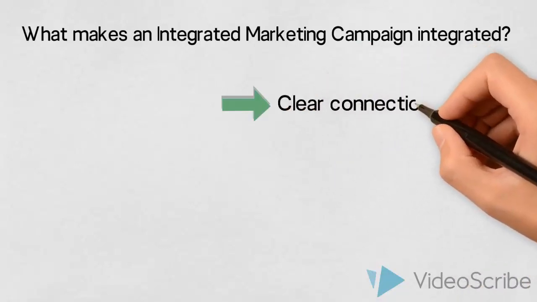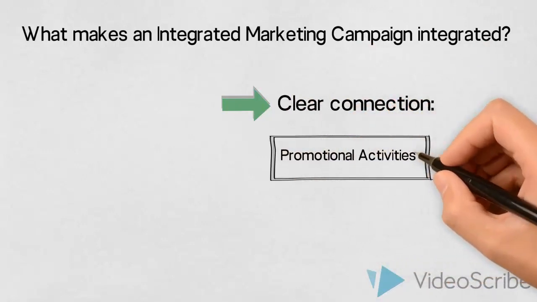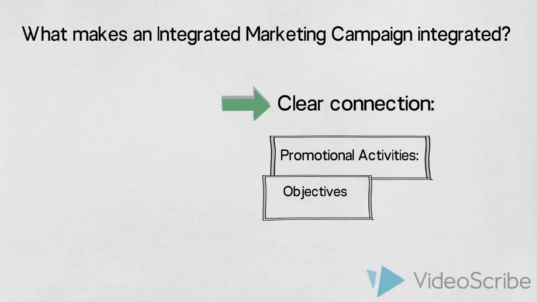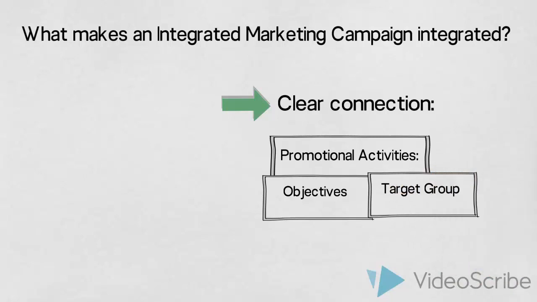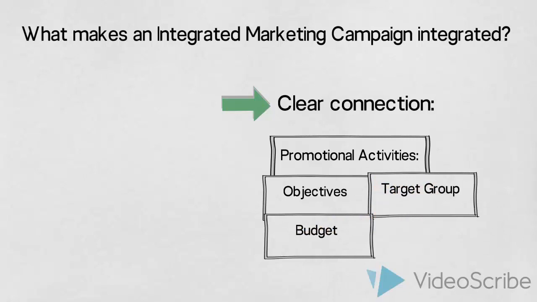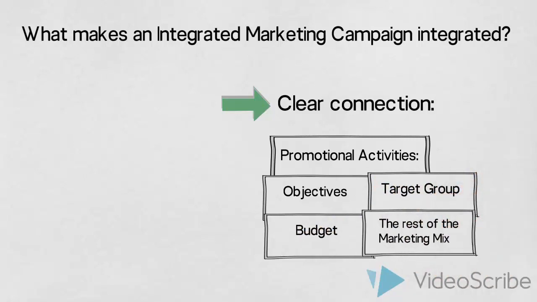So there must be a clear connection between the chosen activities and the objectives, what we want to achieve, between the chosen activities and the target group, will we catch the target group in the right place with the right message, between the chosen activities and the budget, and finally, we must make sure that the chosen activities, our choice of media and content, supports the rest of the marketing mix.